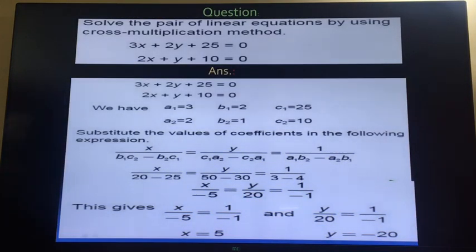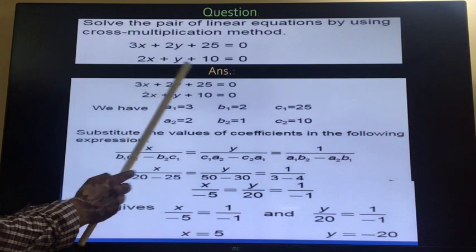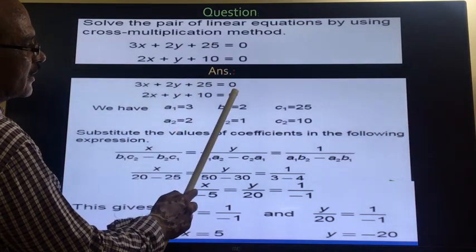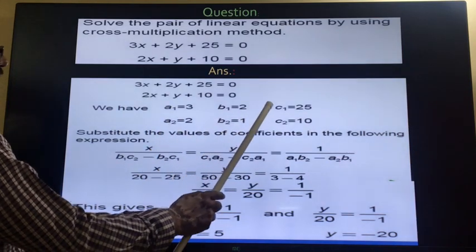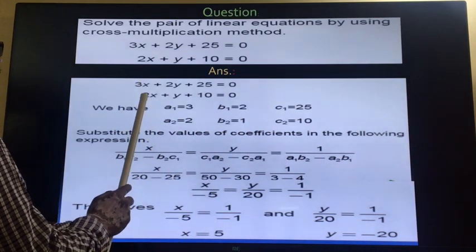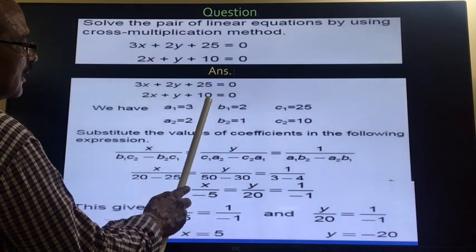Now another question by the same. So those who are not able to understand, now you can understand. Write both the equations in standard form. These are already in the standard form because right side is 0. After that we will write the value of a1, a2, b1, b2, c1, c2. So a1, a2, 3 and 2, b1, b2, 2 and 1, c1, c2, 25 and 10.